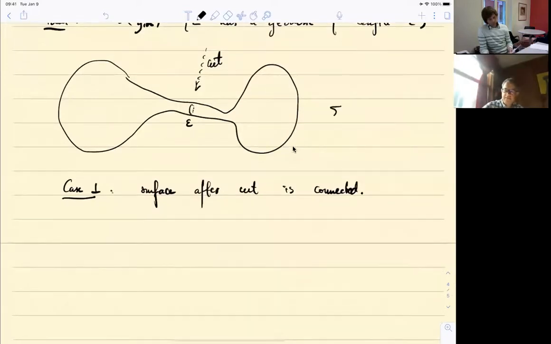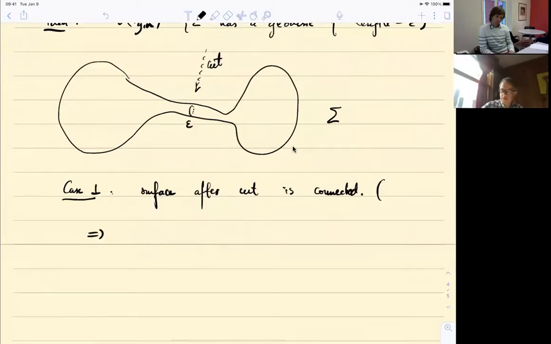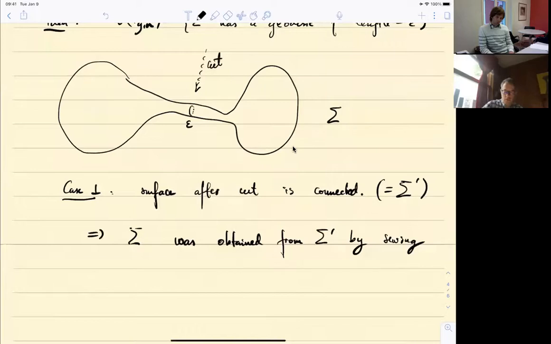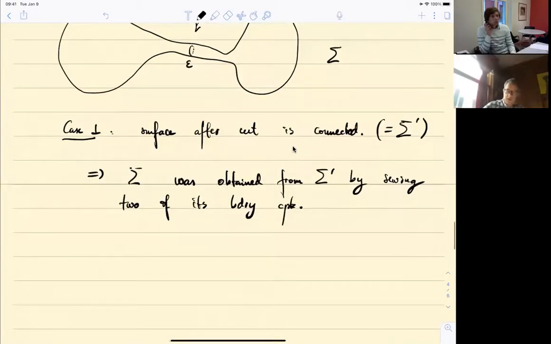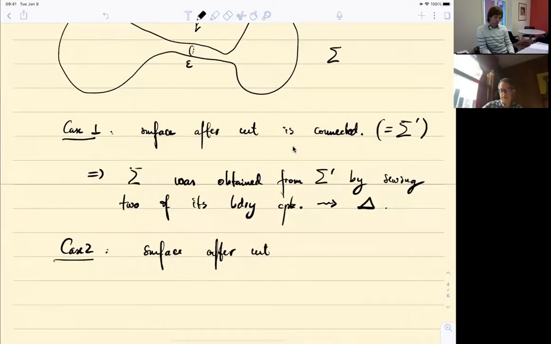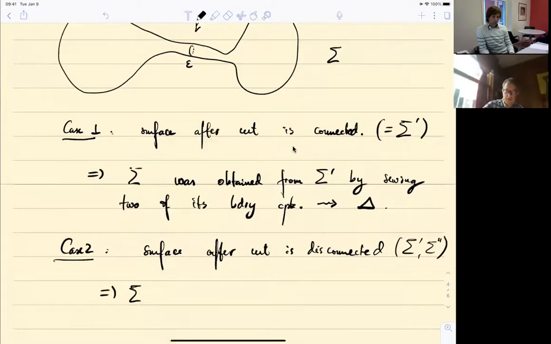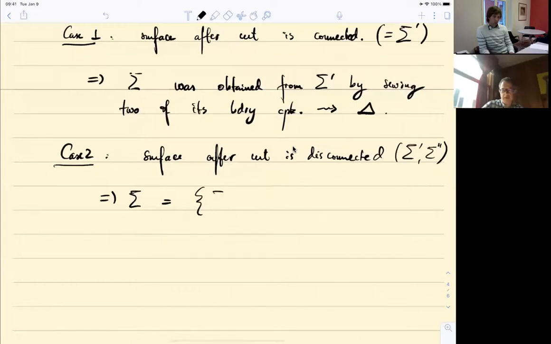Then that means that this sigma, so let's call it that one sigma prime, then that means that sigma was obtained from sigma prime by sewing two of its boundary components. Okay? So this was exactly what I was calling the operator delta. And then case two, the surface after the cut is disconnected. Let's call the two components sigma prime and sigma double prime. So that means that sigma was obtained from sigma prime and sigma double prime by doing a bracket operation.